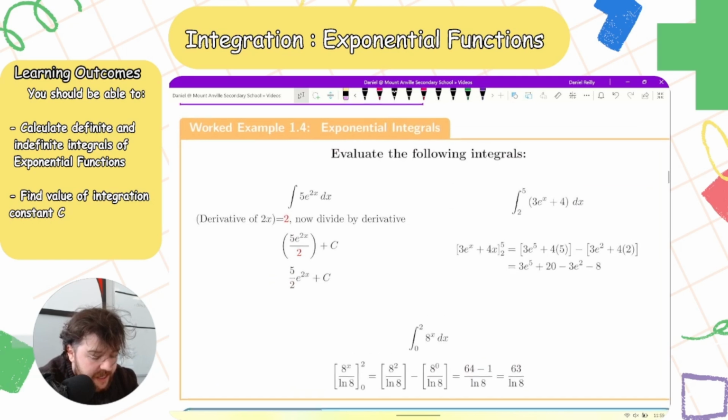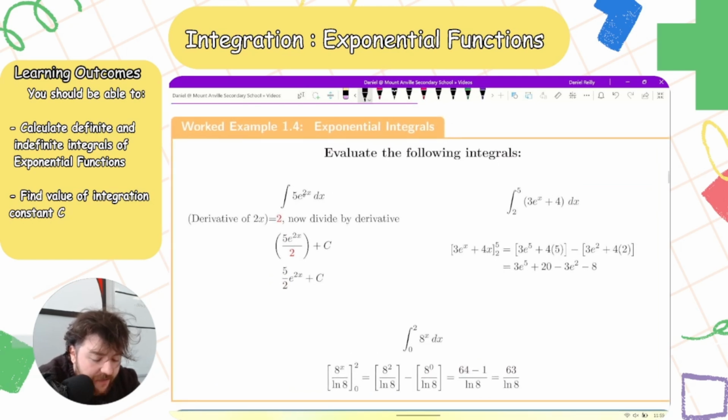So just looking at these examples here. 5e to the 2x. Well, the derivative of 2x is 2. We now divide by the derivative. So it's 5e to the 2x divided by 2, plus c. That's my answer there.